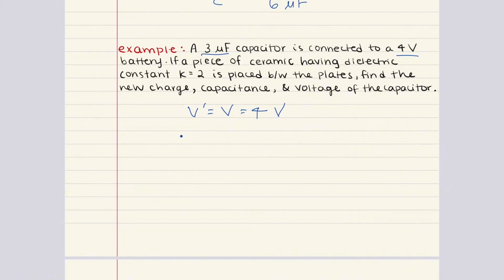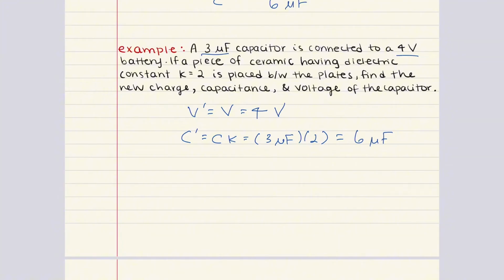Now let's also calculate our new capacitance. This is just going to equal our original capacitance multiplied by our dielectric constant. This is equal to 3 microfarad multiplied by 2. This gives us our new capacitance that's equal to 6 microfarad.